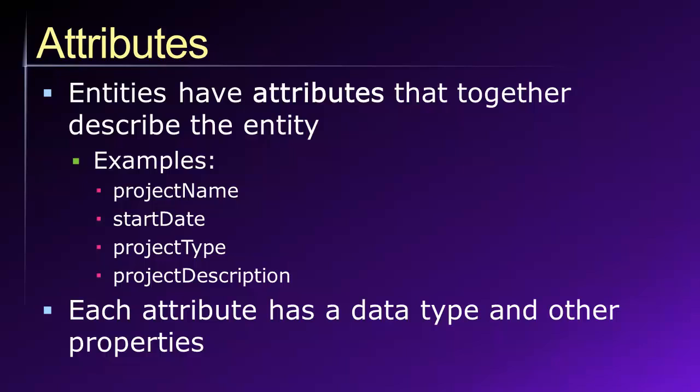We can also specify additional properties for each attribute, such as whether or not the attribute is allowed to store null values, or perhaps we want to provide a textual description of the attribute. So in addition to a data type, an attribute can have other properties as well.